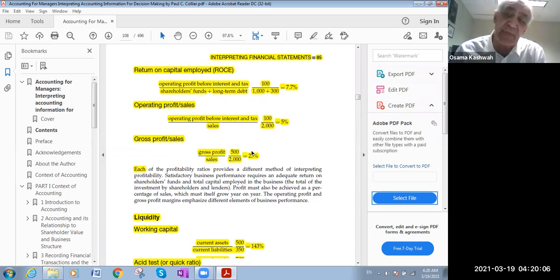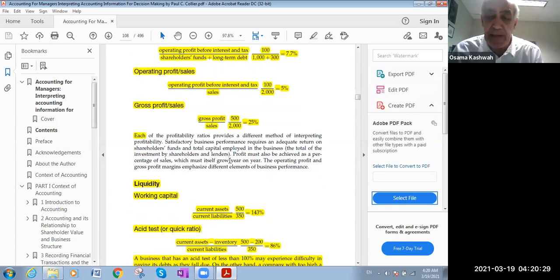To compare the performance of two companies. If one company, as an example, gives 25% and the other company gives 15%, then the company with gross profit divided by sales of 25% is greater than the one with 15%. That means you will invest your money in the one which is giving 25%. That will be fine.